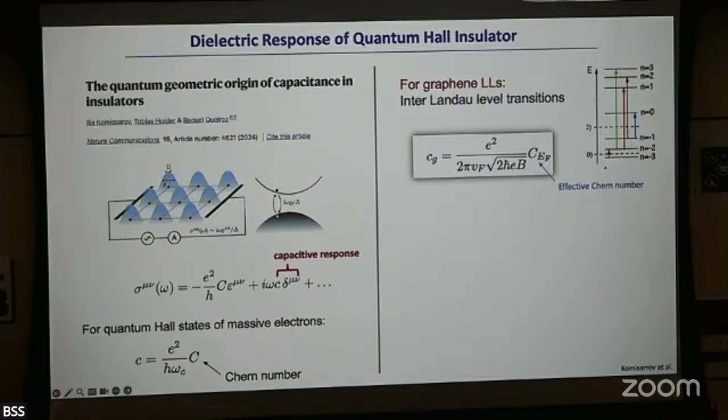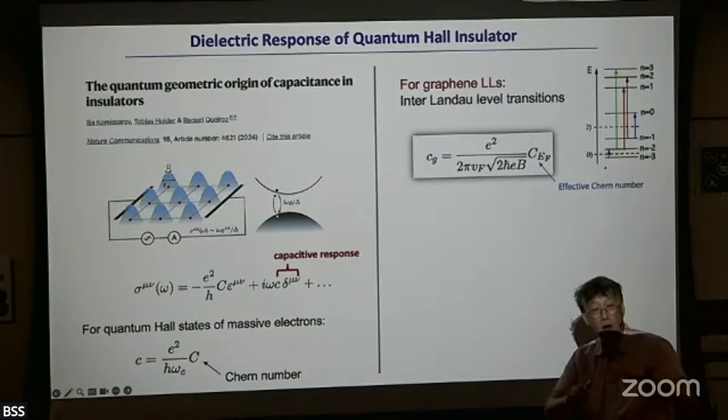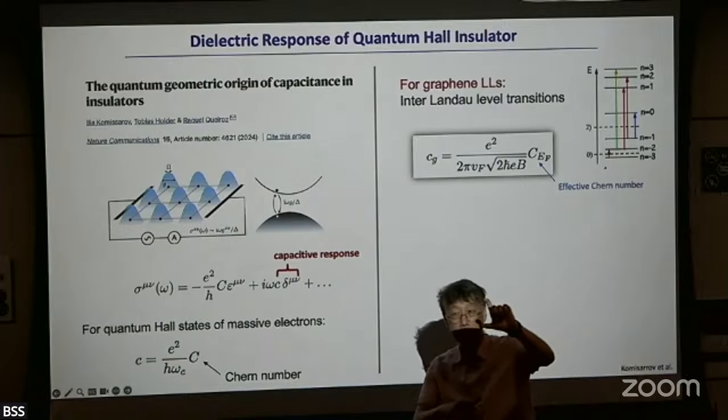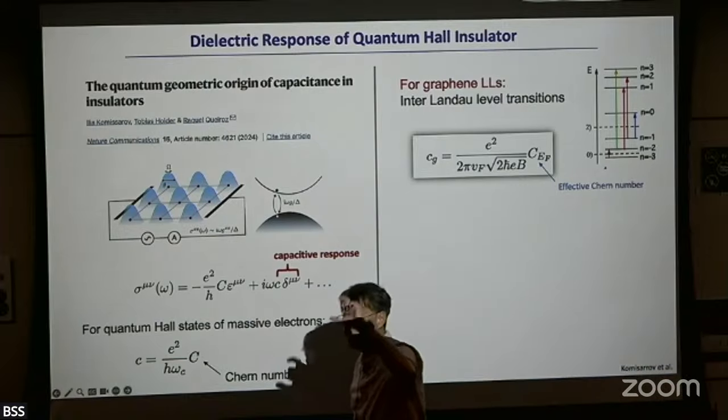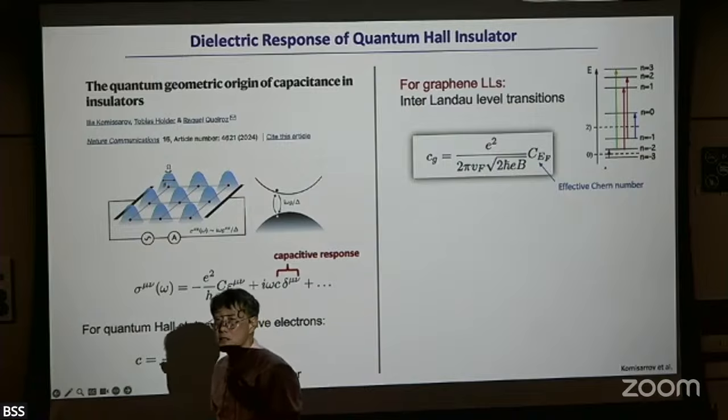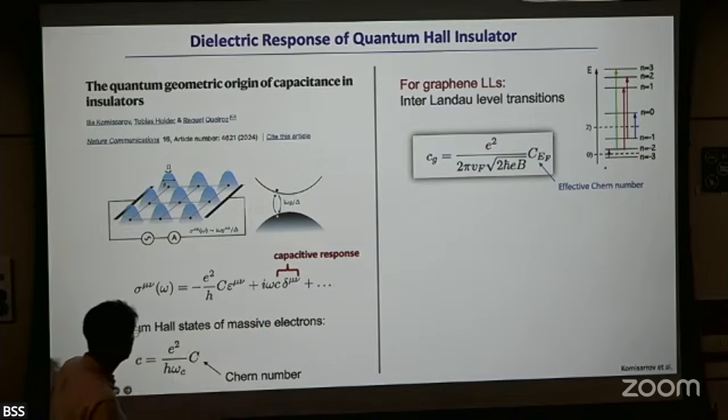And note that in the massive system, the gap of the separation of the Landau levels is equal. So basically, that's the way that you get the Chern numbers out of this one. But once you're in graphene, for the quantum geometric calculations, you have to think about all the transitions between all the different levels, where the level separation is all different.